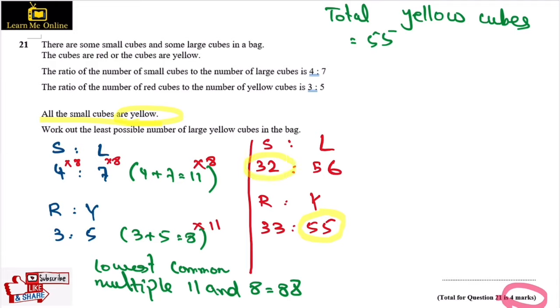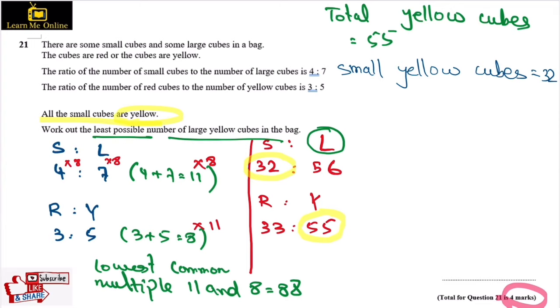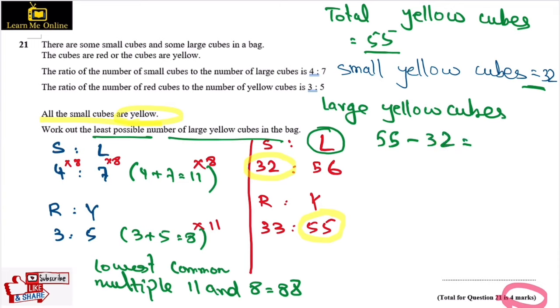So I'm going to write it down now. This is the total yellow cubes, and small yellow cubes would be 32. We need to find out how many large yellow cubes there would be. What we are finding out is the least possible number of the large yellow cubes. So to find the large yellow cubes, the total number of yellow cubes is 55. Then you minus the small yellow cubes from it, which is minus 32. When we take away, 5 take away 3 is a 2, 5 take away 2 is a 3. So we get the least possible number of the large yellow cubes in the bag would be 23.